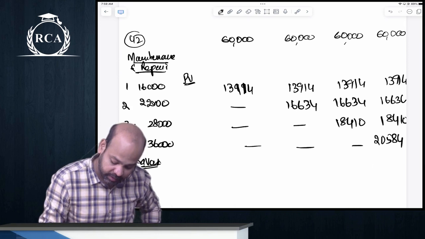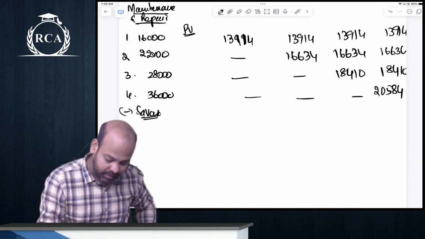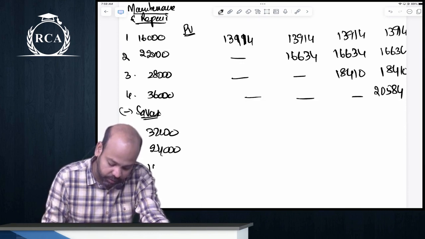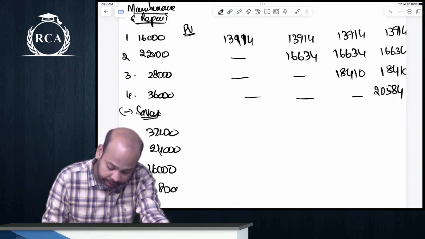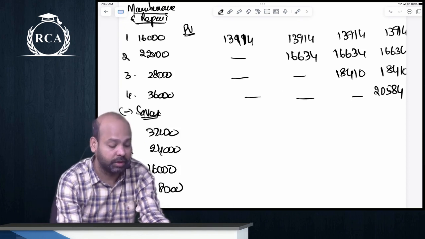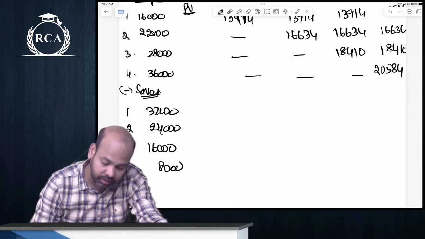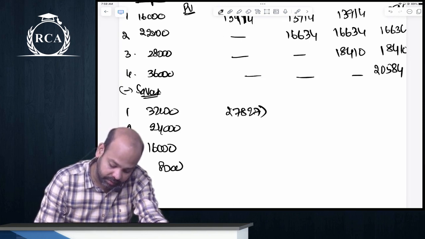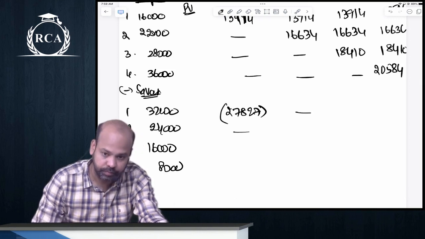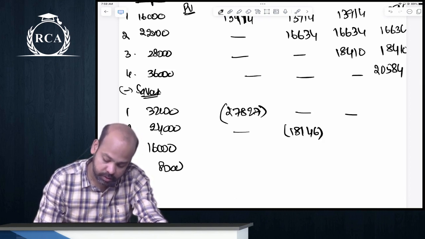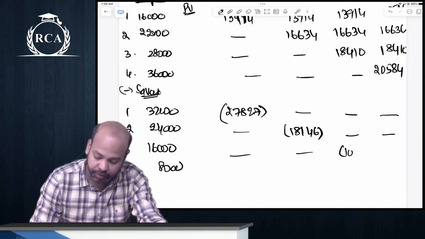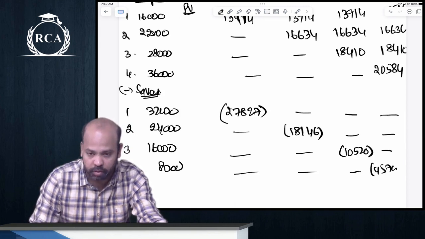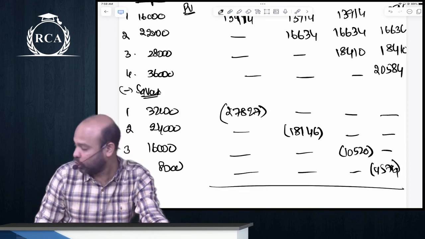Minus salvage, scrap value. Year 1 scrap value is 32,000. Year 2 scrap value is 24,000. Year 3 scrap value is 16,000. Year 4 it is 8,000. What will be the present values of these scrap values? The discounted value of 32,000 is 27,827. Next, 24,000 is 18,146. Then 10,520. Last one, 4,574. This will be the present value of scrap value, guys.